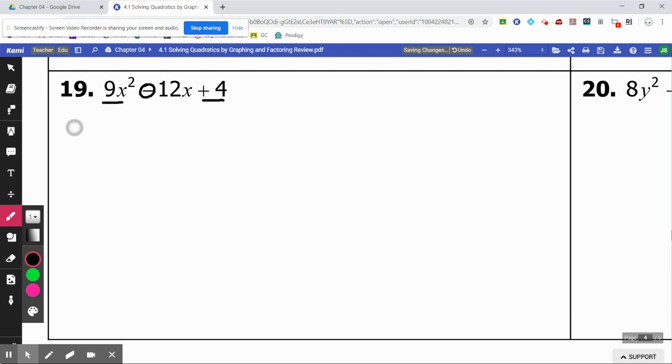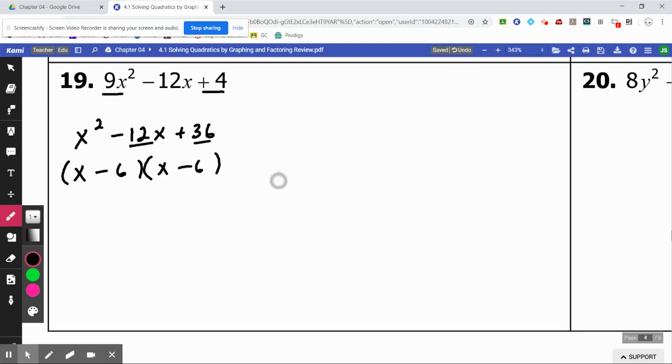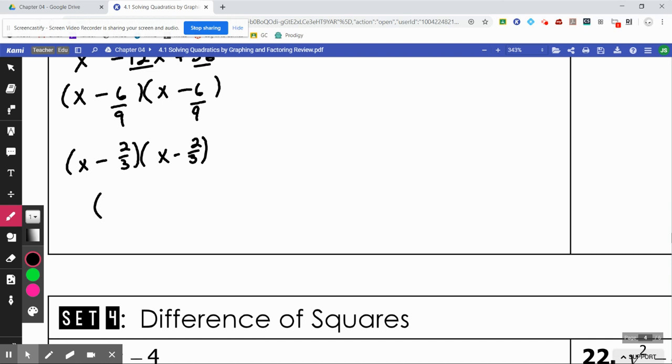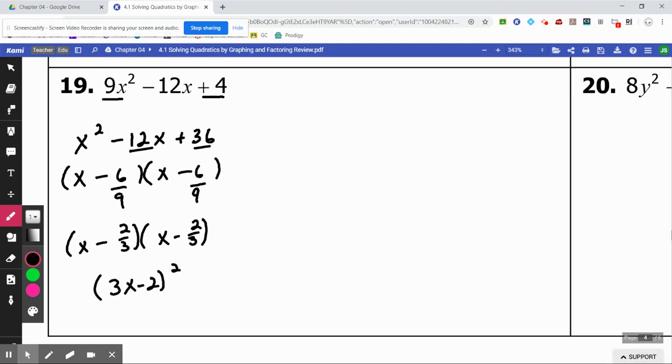But we can always use the same method. Slip and slide, move the 9 to the end. That'll be x squared minus 12x plus 36. You see the same perfect square here. That'd be an x and an x. Adds, multiplies, negative 6, negative 6. You move the 9, so now divide by the 9. That's going to be x minus 2/3 and x minus 2/3. Move the 3's back up to the front. That'd be a 3x minus 2 and another one. So 3x minus 2 to the second.